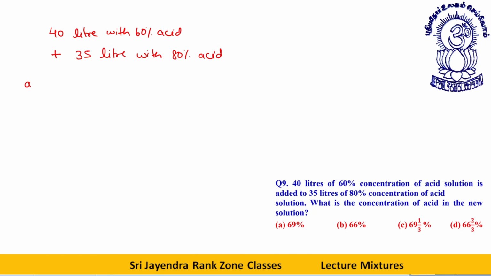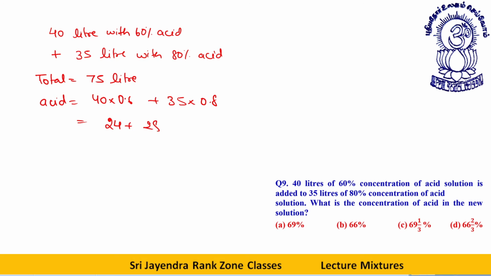Let's talk about acid. See, the total is how much? First of all, let's talk about total. Total is equal to 75 liters. Let's talk about acid only. Okay. Acid is how much? Acid will be 40 into 0.6 plus 35 into 0.8. That will give you 24 plus 28.